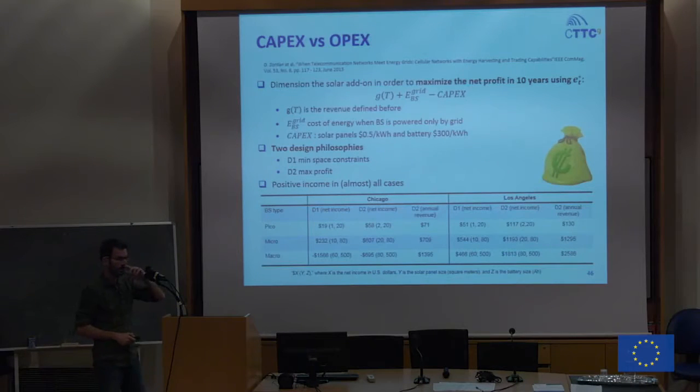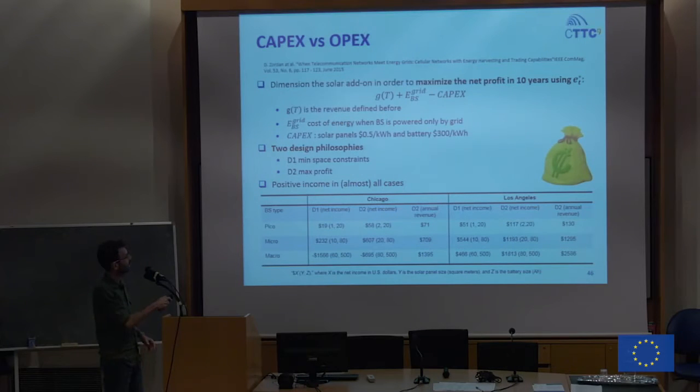Also, in this paper, we make this other calculation in order to understand, again, the feasibility of our solution. We consider the cost function from before, the cost of the energy when it's powered only by the grid, and the capital expenditure due to the installation of this new hardware. We want to maximize the net profit over 10 years, because that is normally the life cycle of a base station.